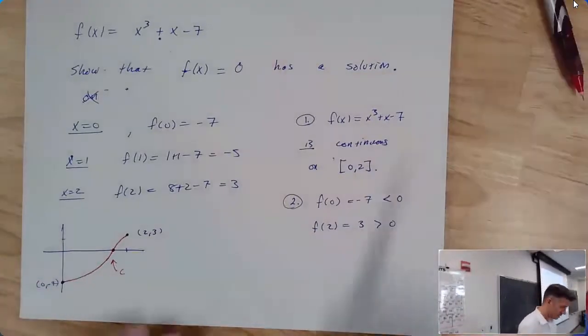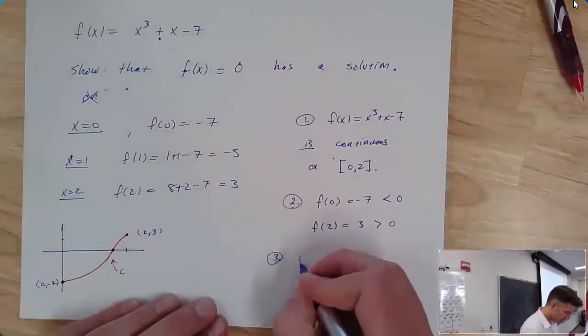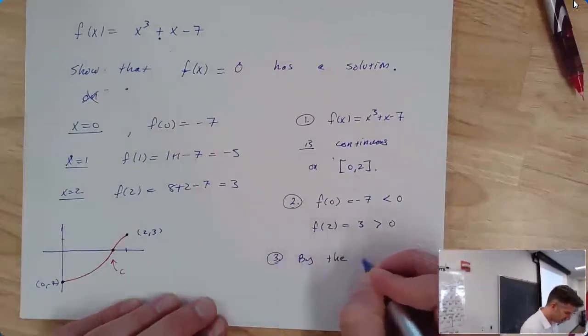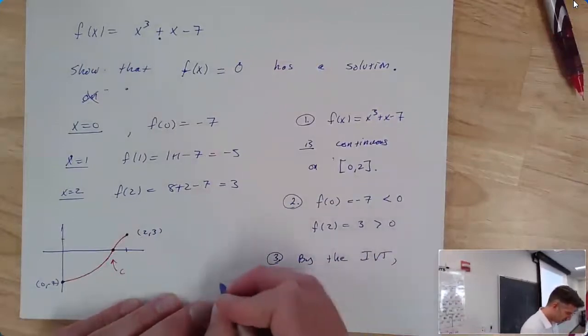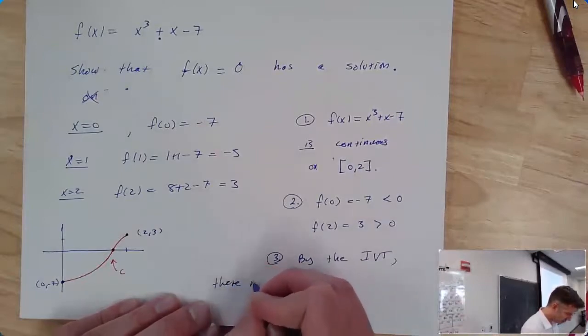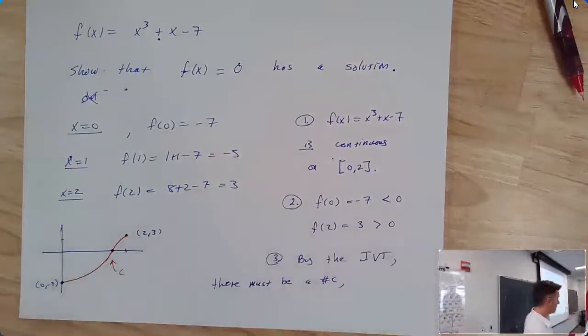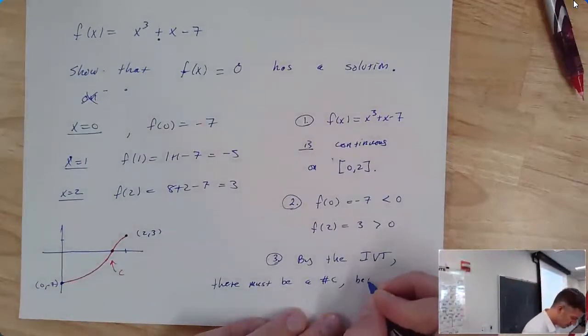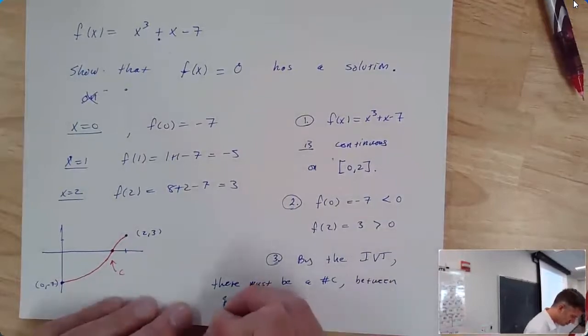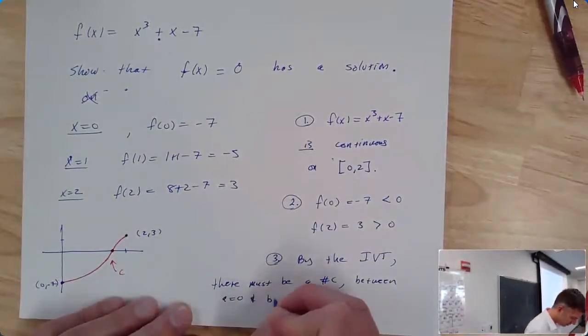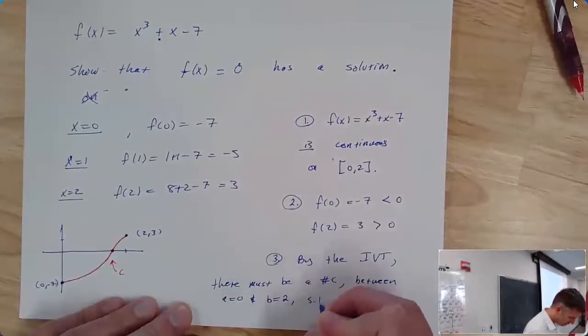What I can say is, by the intermediate value theorem, there must be a number c, and it has to be between the two x values I've already used. In this case, I've used 0 and 2, although you could have used 1 and 2. Between a equals 0 and b equals 2, such that f of c equals 0.